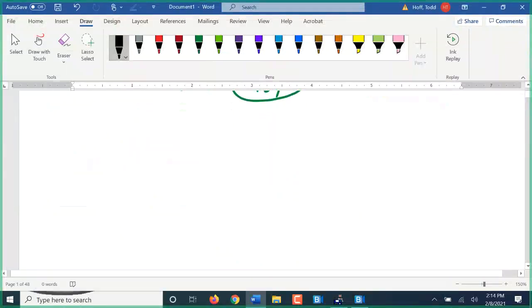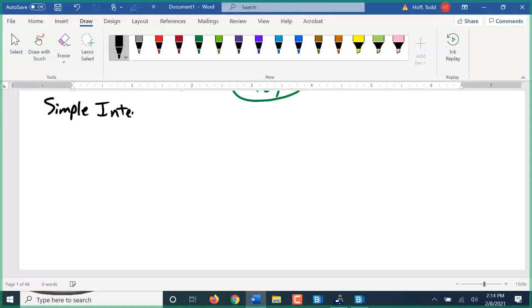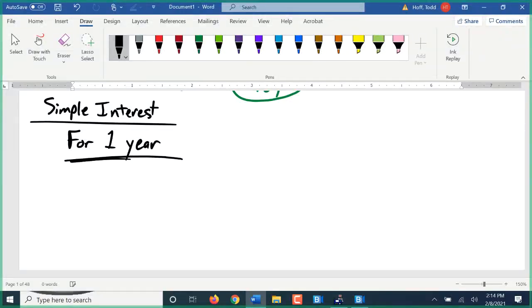Another place where the rate method is useful is in interest calculation. It's simple interest. And I'm going to start out with simple interest for 1 year. Now, first of all, simple interest is just that, the simplest way to calculate interest. In simple interest, interest is calculated in only one of two situations.